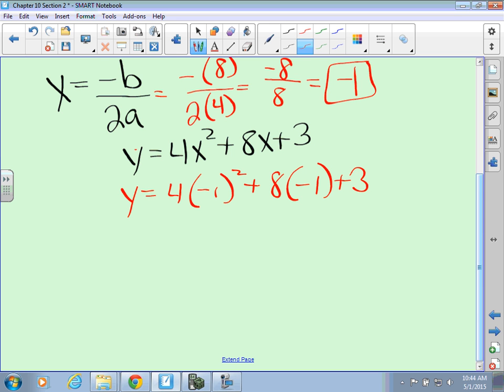Okay, so y equals 4 times, what's -1 times -1? 1. Yep. So I'm just going to do the exponent first. The next step, I'm going to multiply. And if you want to multiply a couple of them, that's fine. So y equals 4 plus -8 plus 3. And then you're going to add or subtract from left to right. So 4 plus -8 is -4 plus 3 is -1.